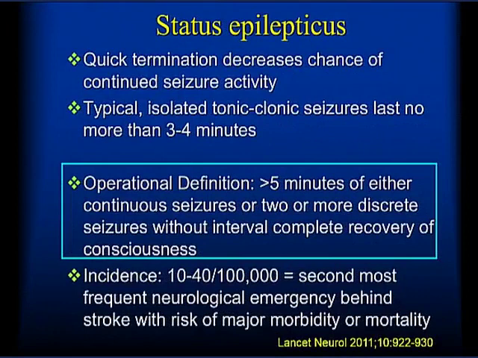We know that by quick termination, it will decrease the chance that the seizures will continue. But remember that most seizures last about 3 to 4 minutes, and then usually the brain depletes itself and it quiets down. So the feeling was that we know that neuronal damage is happening at 30 minutes, but operationally, we're going to say 5 minutes of either continuous seizures or 2 or more discrete seizures without the patient recovering consciousness during that time. It happens in about 10 to 40 per 100,000, so behind stroke, it's the most frequent neurologic emergency that we see that causes major morbidity and mortality.